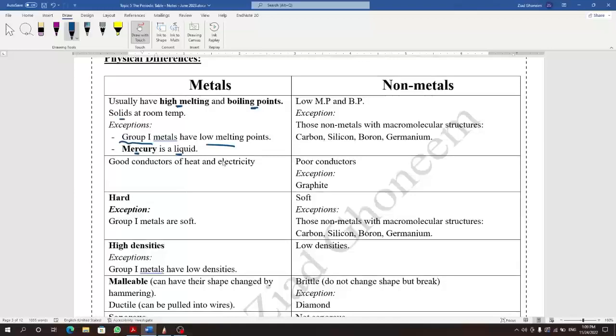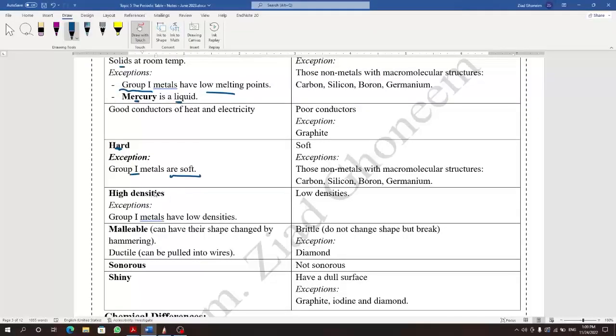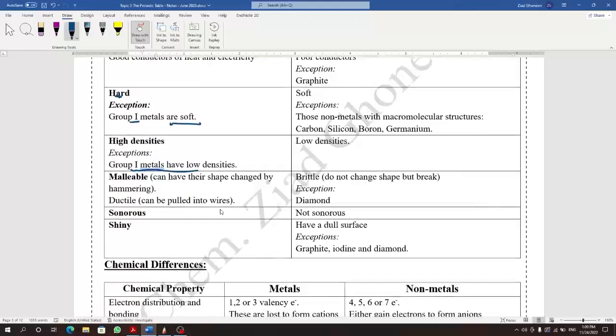Metals are good conductors of heat and electricity. There are no exceptions here. Metals are hard in general, except for group 1. Group 1 metals are soft. Metals have high densities, exception group 1. They have low densities, as we will see in a few minutes. Metals are malleable, which means that they can have their shape changed by hammering, and they are ductile, which means that they can be pulled into wires.